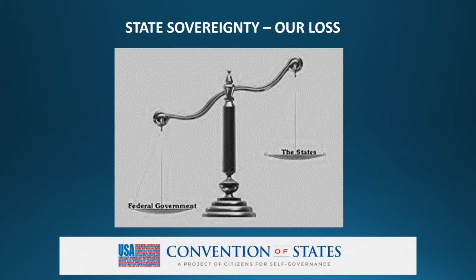is one of enumerated powers only. 2, it is only allowed to spend money for the purpose of carrying out these enumerated powers. 3, within their respective spheres, the two centers of government are sovereign and hence equal. And number 4, the relation of the two centers with each other is one of tension rather than collaboration.